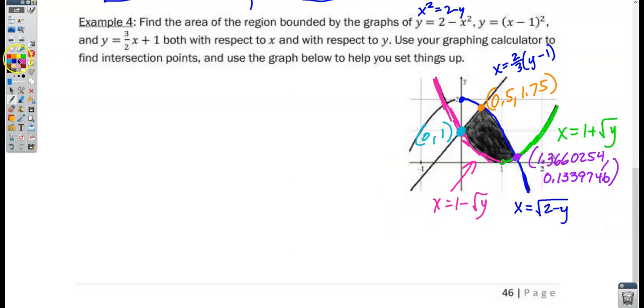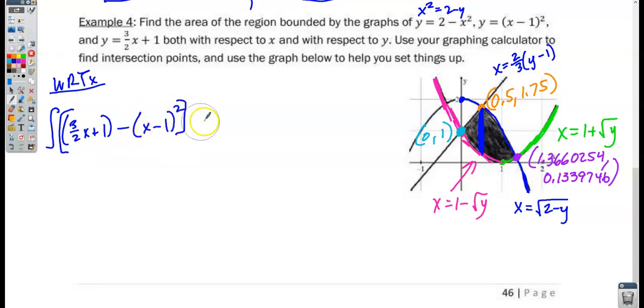So let's go ahead and set this up. We'll start with respect to x. With respect to x, look at this blue vertical line that divides this into two regions. For the first region, y equals 3/2 x plus 1 is the upper boundary. And the lower boundary is y equals quantity x minus 1 quantity squared. And that goes from 0 to 0.5.